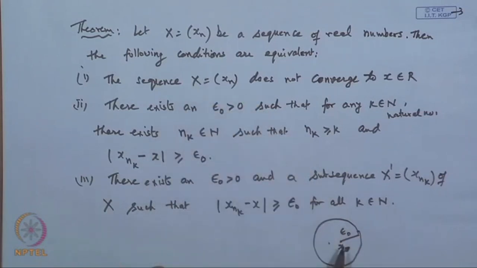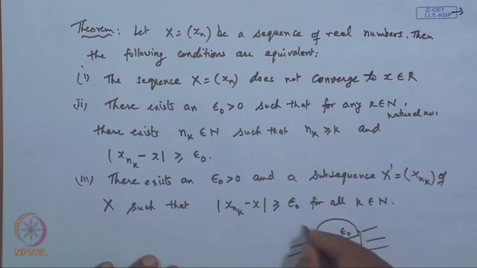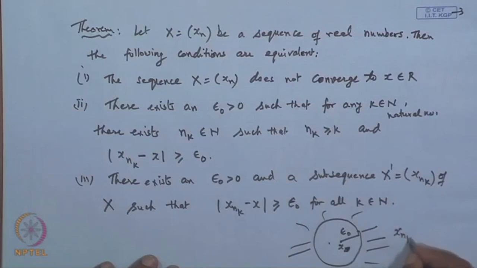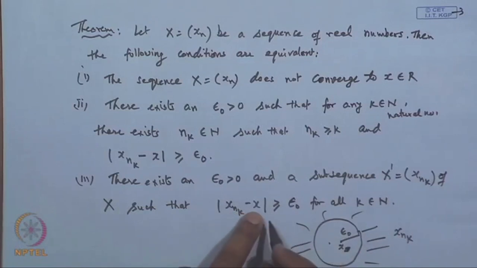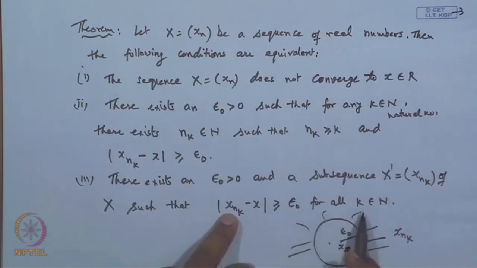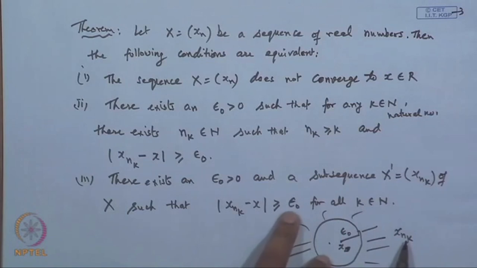But if the limit does not exist, it means all the terms of the sequence after a certain stage will fall somewhere outside of this neighborhood. This also shows that if you draw a neighborhood around the point x with a radius epsilon naught, then all the terms of the sequence after this integer, say n 1, x n 1, x n 2 etcetera, will not fall within this region; they will fall outside of it. So, this shows the criterion for the sequence x n not having a limit.